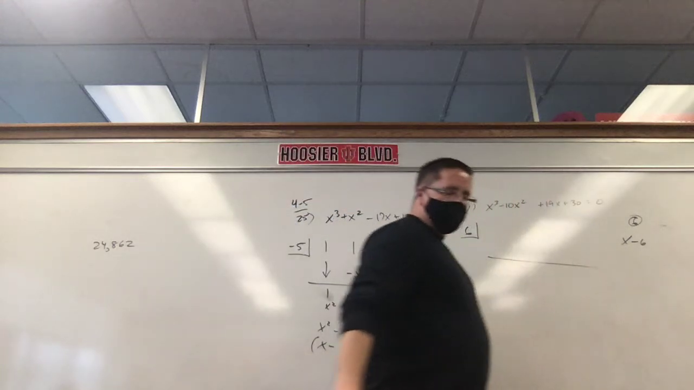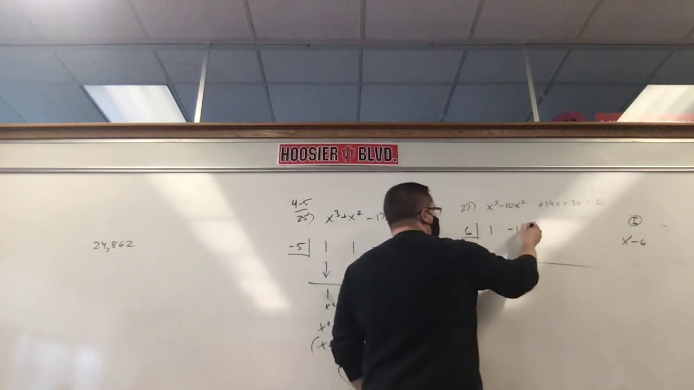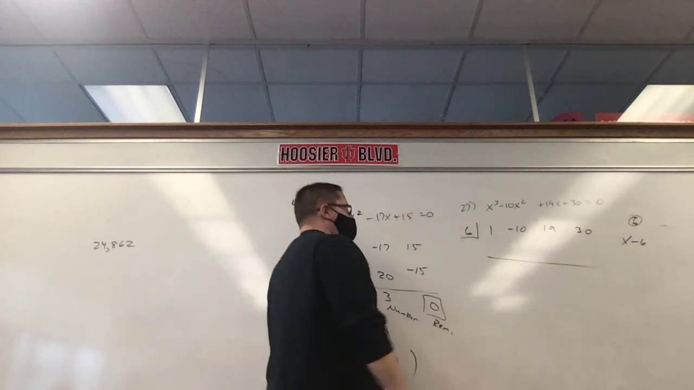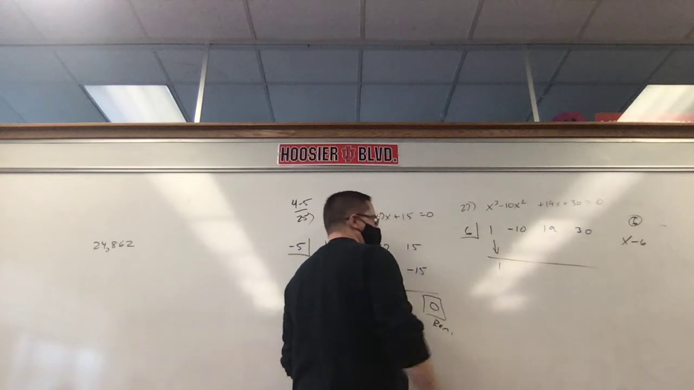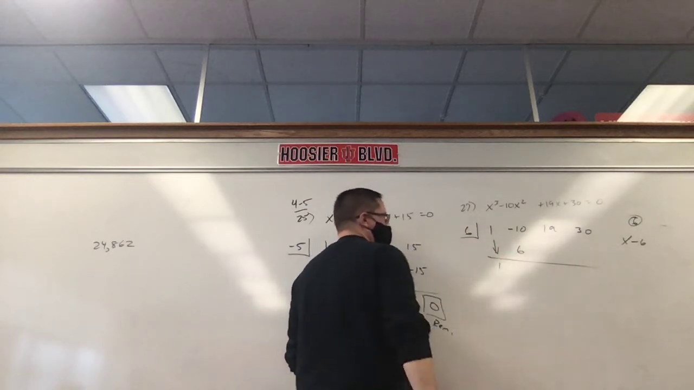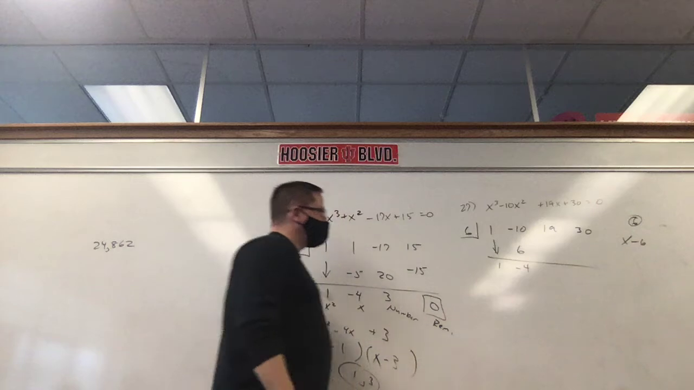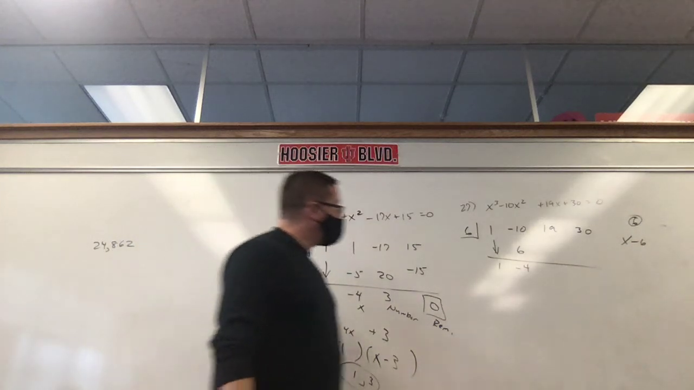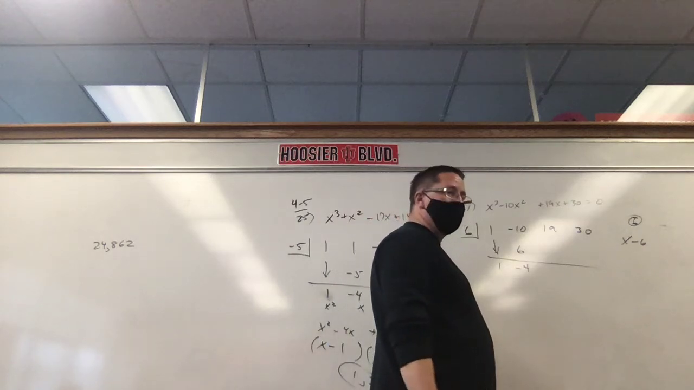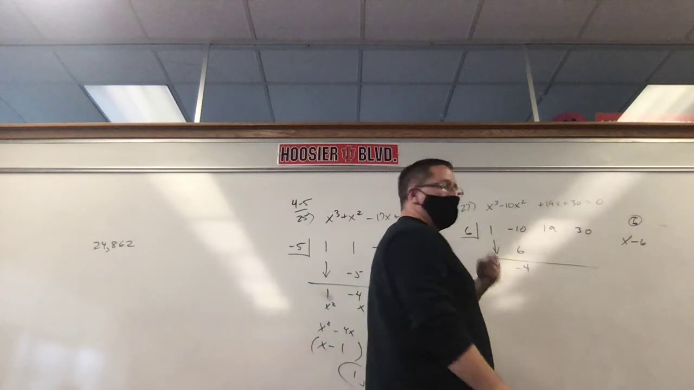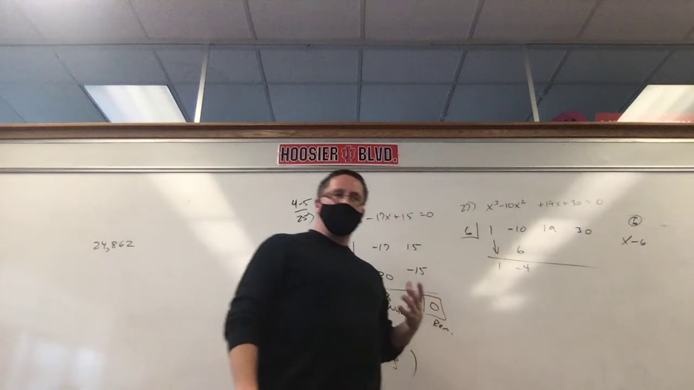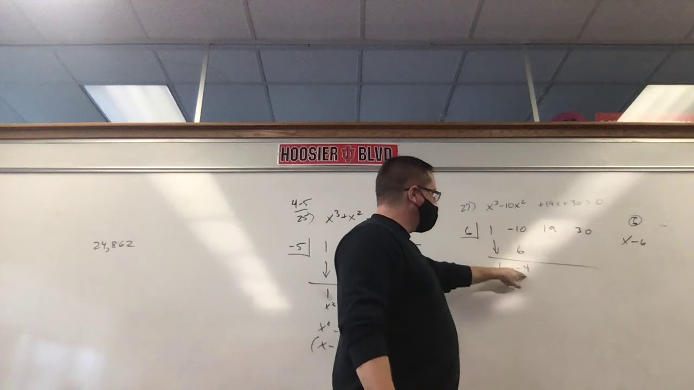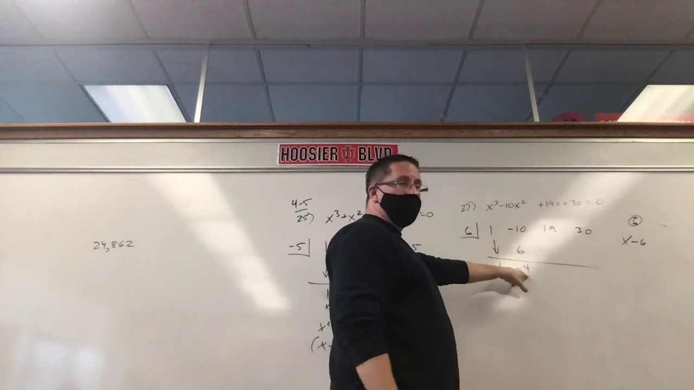Okay, top line is 1, negative 10, 19, 30. We drop our 1, times the 6, add the negative 4. I'm confused where you get the add to negative. So you drop your 1, and then we multiply, add over and over and over. Times, add, times, add, times, add. Times 6, add to negative 4. Oh, okay. So what am I going to do next?